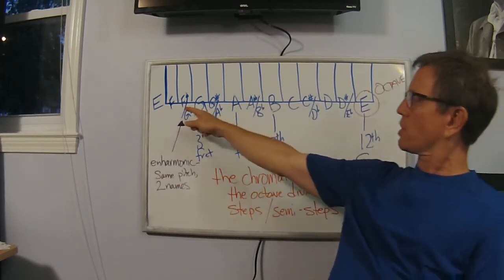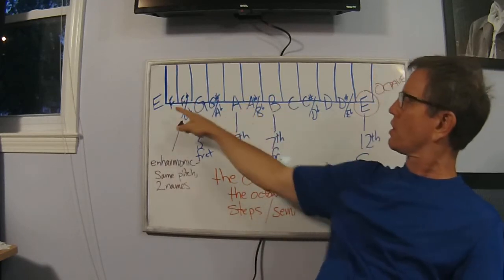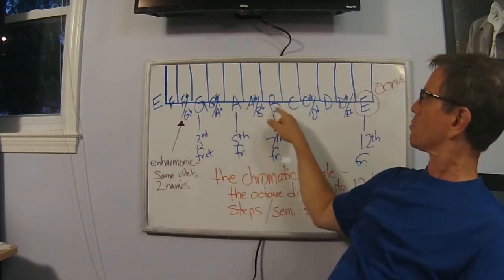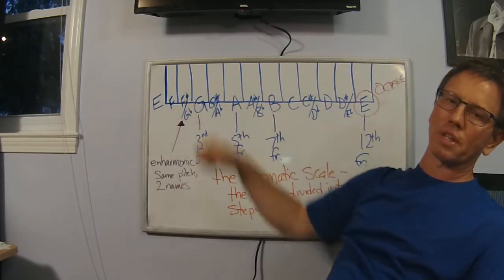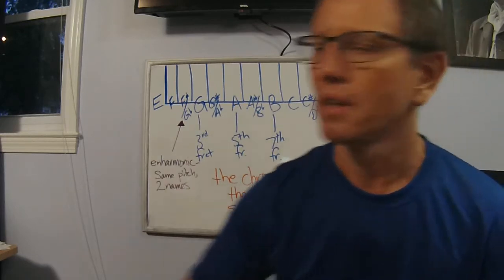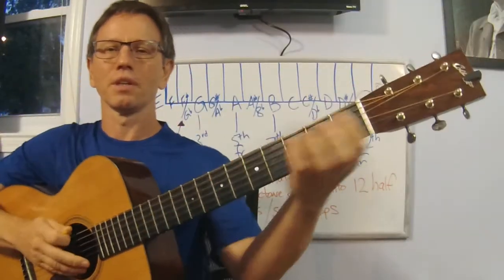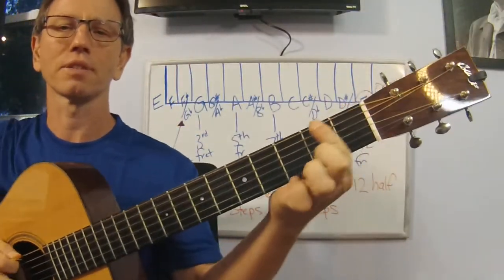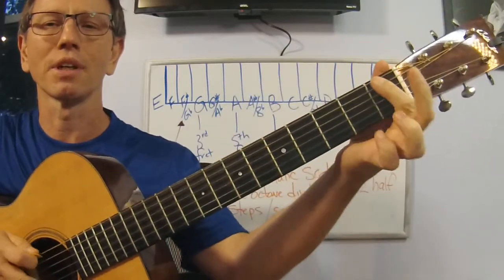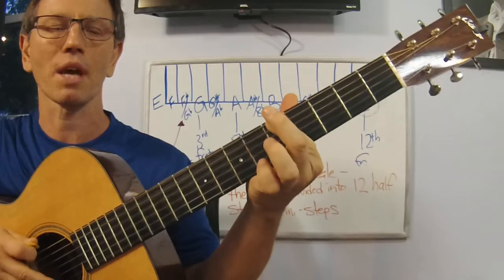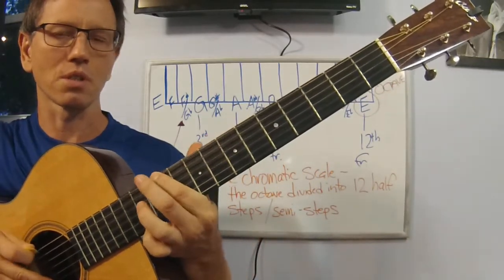So it doesn't matter what string you start on. We could start on the 5th string on A, but they go in this order. So E, F, F sharp, G, G sharp, A, A sharp, B, C, C sharp, D, D sharp, E. So we could start on any of the strings and play a chromatic scale. So if I did this on the thick string, E, F, F sharp, G, G sharp, sorry, I'm moving a lot here. E, F, F sharp, G, G sharp, A, A sharp, B, C, C sharp, D, D sharp, E.